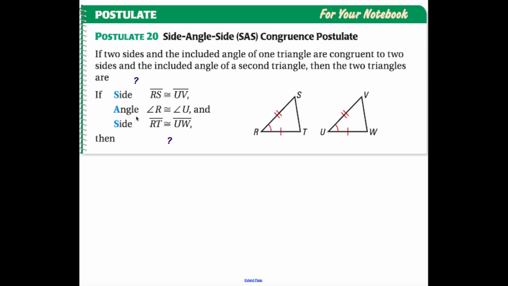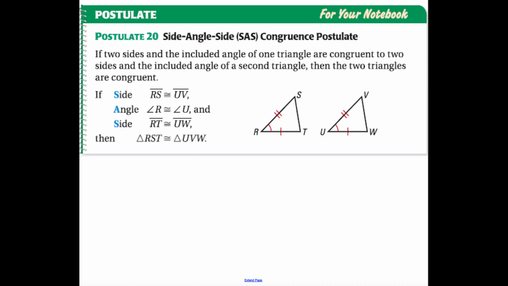Let's move on to postulate 20, which is the SAS congruency postulate. If 2 sides in the included angle of one triangle are congruent to 2 sides in the included angle of another triangle, then the 2 triangles are congruent. So once again, these 2 triangles have the angles between the sides that are congruent. That's 3 parts. They're in the right order. They are congruent triangles. Okay.